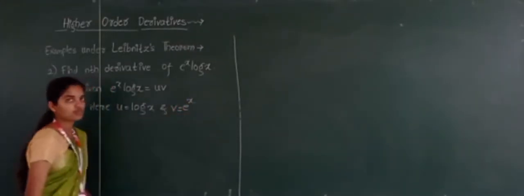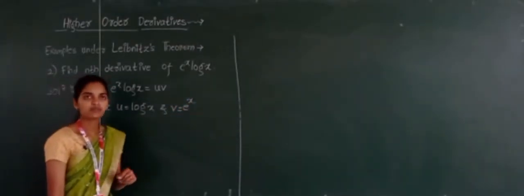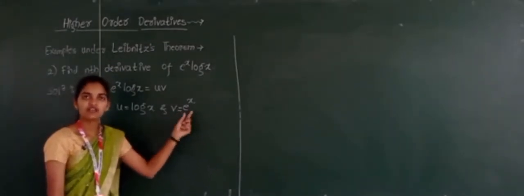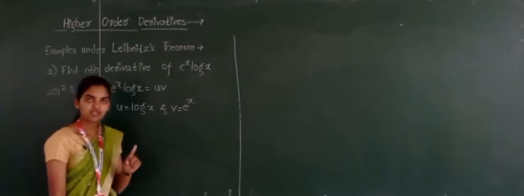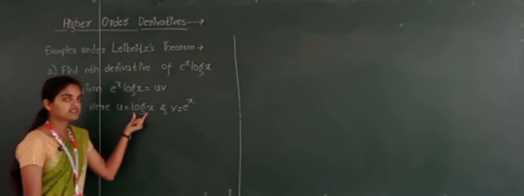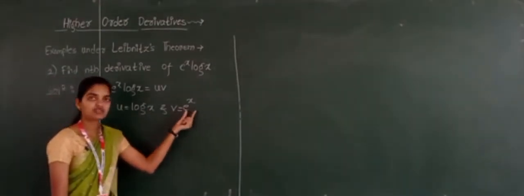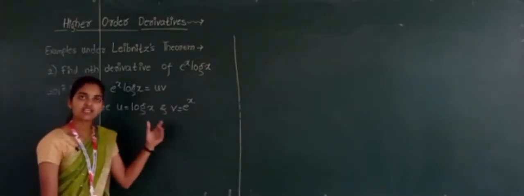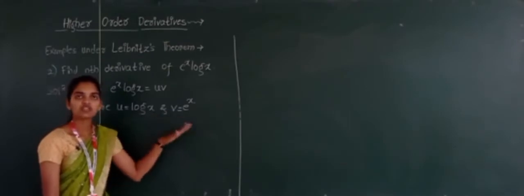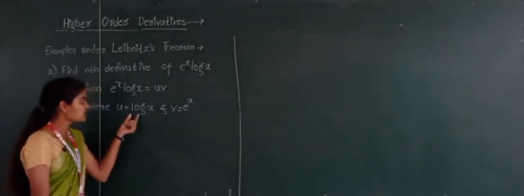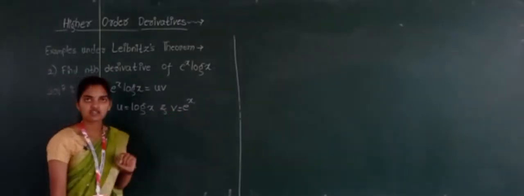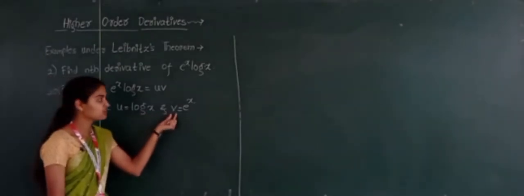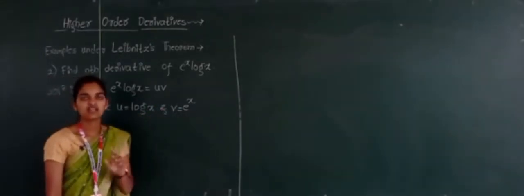So in the previous example what I have told, the function whose derivative becomes 0 after some steps, that we have to take as v. But in this example, log x its derivative also continues, and here e raised to x derivatives also continue. So derivative of these two terms never ends. So anyone you can take as u and v. In both ways you can get the same answer. So here I will take u as log x and v as e raised to x. If you want to calculate, you can interchange. That is, u as e raised to x you can take and v as log x. In both ways we will get the same answer.